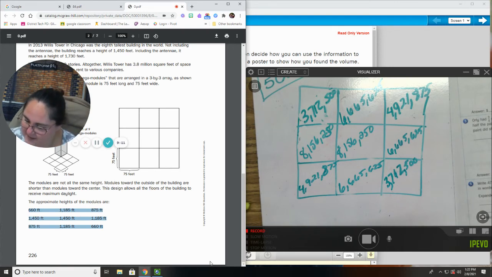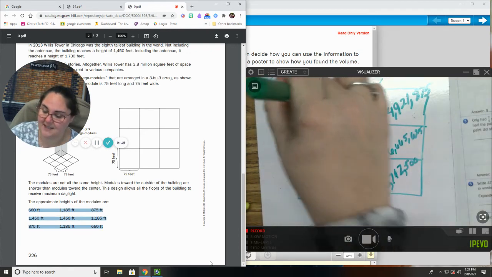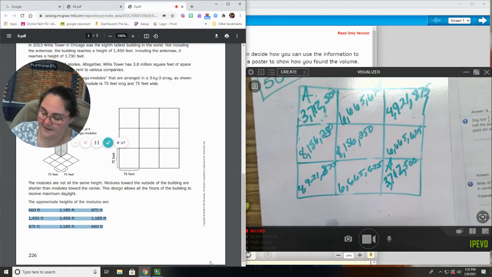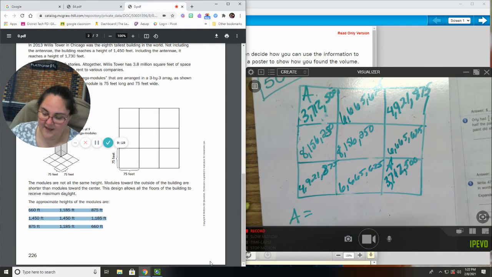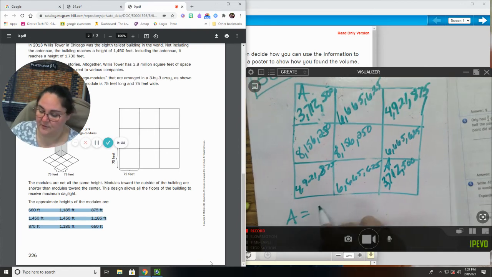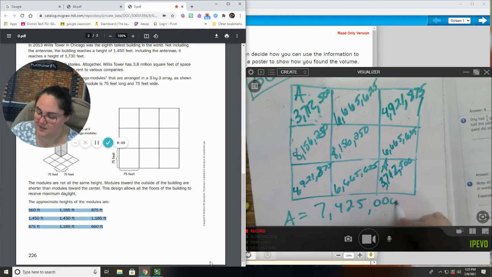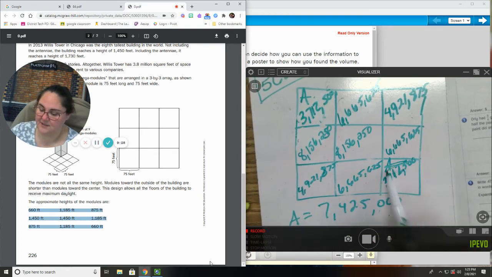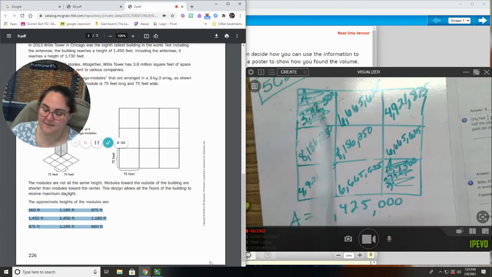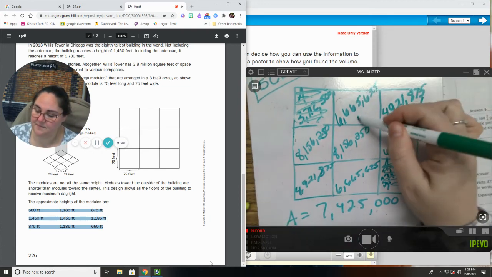3,712,500, and I'm going to multiply that by 2. So I'm going to say height A. If I multiply that by 2, those combined would be 7,425,000. Okay, so that one's done. Let's do height B.